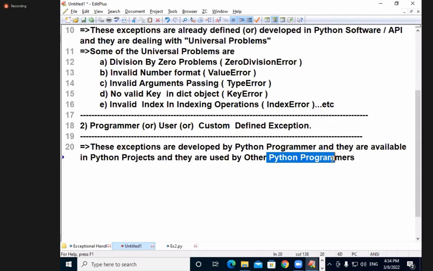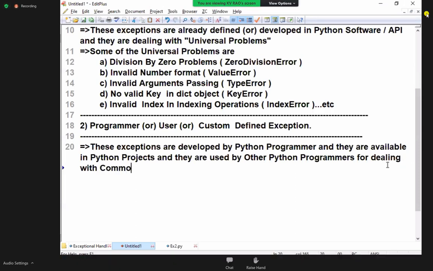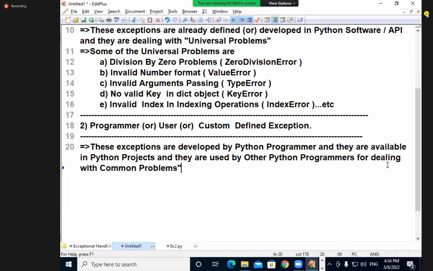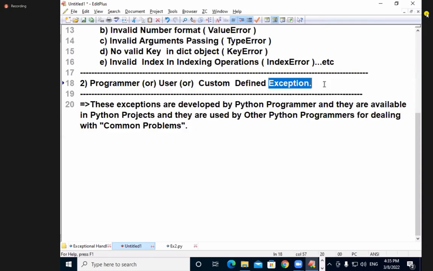Used by whom? Other Python programmers, for dealing with which problems? Common problems. When I am developing the ATM application, insufficient funds will be there. Insufficient funds is one error or not? In any banking sector you take, that is a common error. Take a PIN error, invalid PIN number, that is also one common type of error in every banking application, am I correct? Keeping the card in reverse order and then getting confirmation messages, these are all common problems. Definitely you need to have your own exceptions.